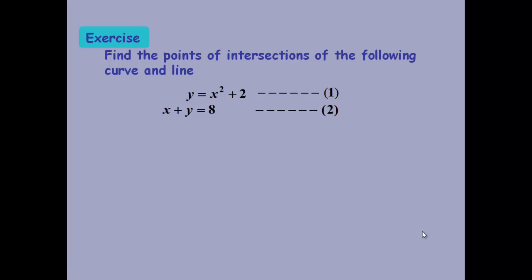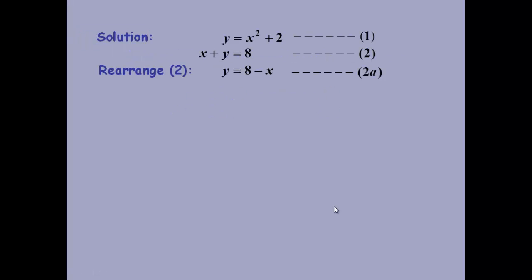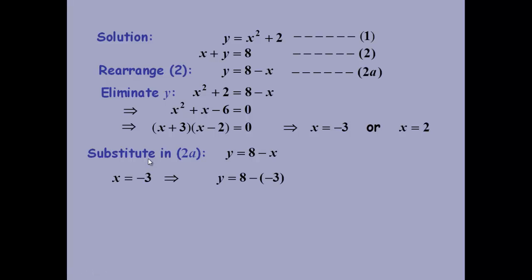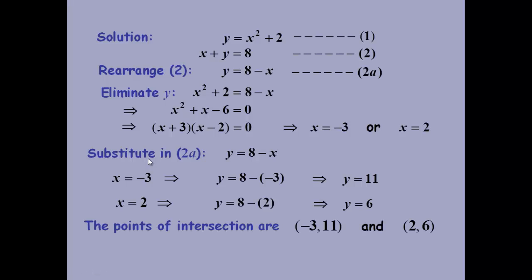Okay, have a go at this one yourselves. Pause the presentation and have a go. Okay, so you needed to rearrange the linear equation, then equate right-hand sides, organise your quadratic to make it equal 0, factorise, find your x solutions, and then sub them into the linear equation to find y. And we end up with those two points of intersection.